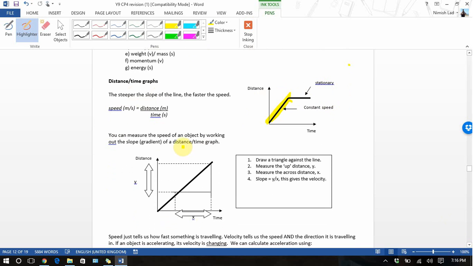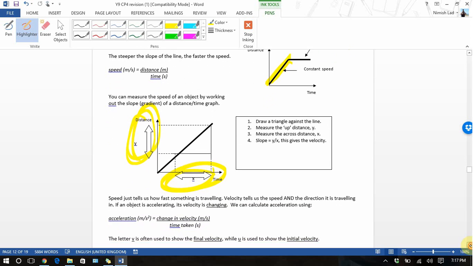So you can measure the speed of an object by working out the slope, the gradient, of a distance time graph. So to figure out the gradient, it's your change in y divided by your change in x. That's your gradient. How much your y has changed, that could have gone up by 10, divided by how much your x has changed, it could have gone across by 2. So 10 divided by 2 would be an example for that.